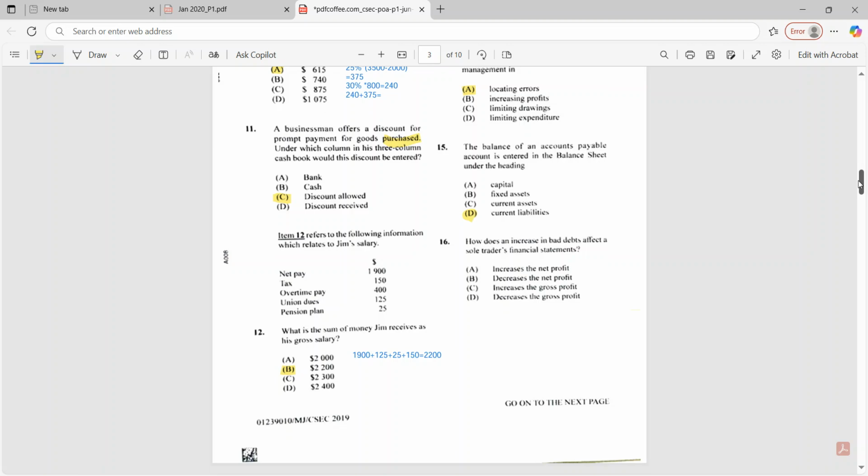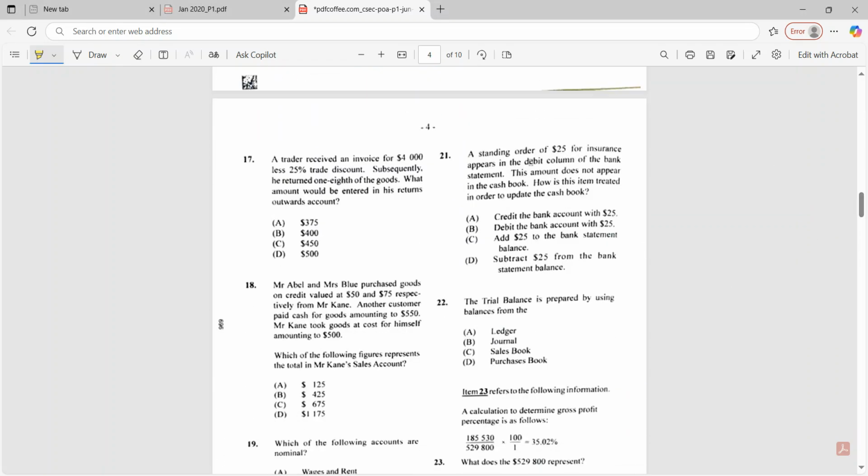12 months. How does an increase in bad debts affect a sole trader's financial statements? Do we increase the net profit, decrease the net profit, increase the gross wage, or decrease the gross wage? So we decrease the net profit. All right, so question 17 says a trader received an invoice for $4,000 less 25% trade discount. Subsequently, he returned one eighth of the goods. What amount would be entered in his returns outwards account?